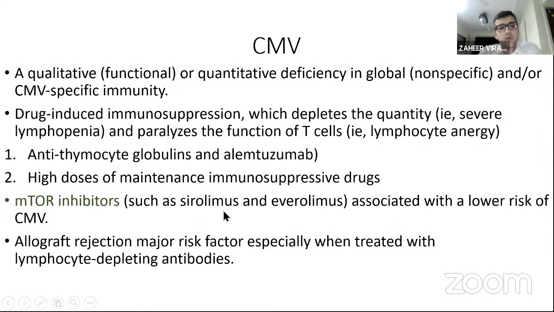So why are you predisposed to CMV? If you have a functional or a quantitative defect in your CMV specific immunity, which is the cell-mediated immunity. And obviously, if it is cell-mediated, whenever you use drugs like anti-thymocyte globulin or alemtuzumab, you are going to be predisposed to CMV. There are studies which have shown that when you use mTOR inhibitors, there is a reduced incidence and risk of CMV. And also, once you have a rejection, and especially a cell-mediated rejection where you used a large amount of anti-thymocyte globulin, again, you are predisposed to CMV.